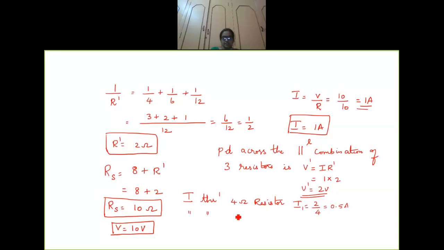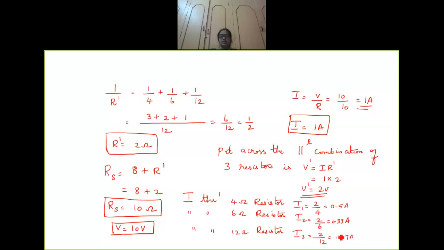Similarly, current through, what is the next value? The next value is 6 ohm. So the 6 ohm resistor current is taken as I2, which is equal to again 2 by 6. 2 by 6 is 1 by 3, which is 0.33 ampere. Then the third one, current through the 12 ohm resistor, I3 is equal to once again 2 by 12, right? So 2 by 12 is 1 by 6, which is 0.17 ampere.